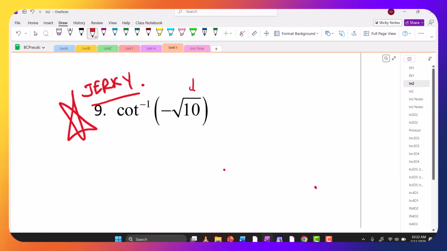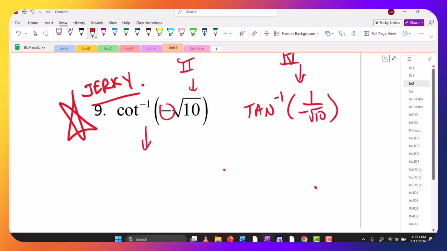Where should the answer come from? What quadrant? 2. Never 3. Someone said 3. All right? But here's the problem. I have to go to my calculator, and I don't have a cotan button. I must type this on my calculator. Here's the issue. What's the calculator going to give me? What quadrant? Too late. 4. But this is a cotan question, so I must have a quadrant 2 angle measure.